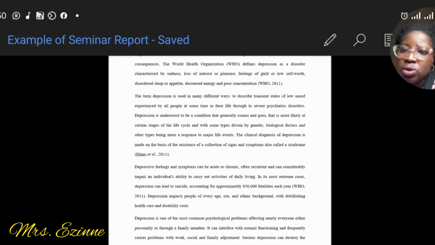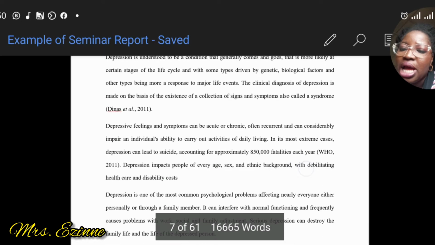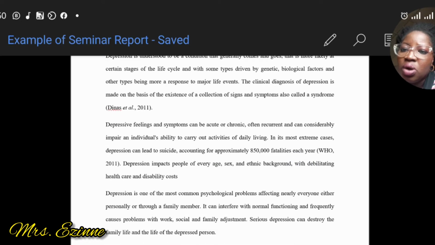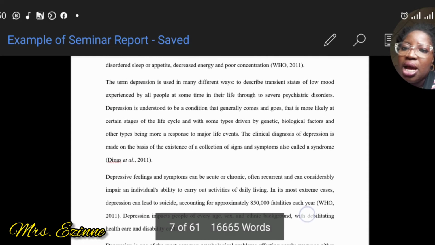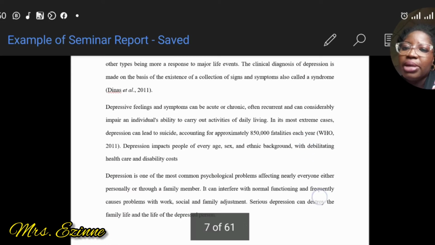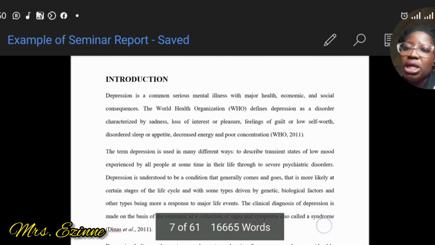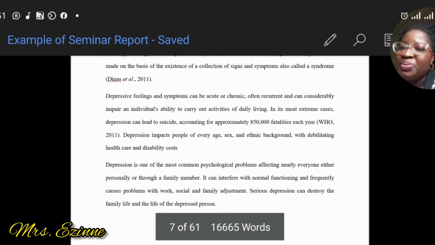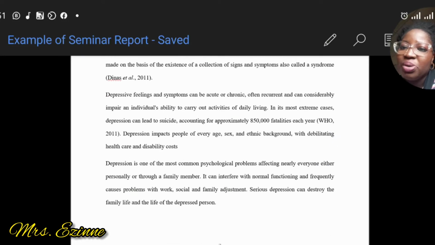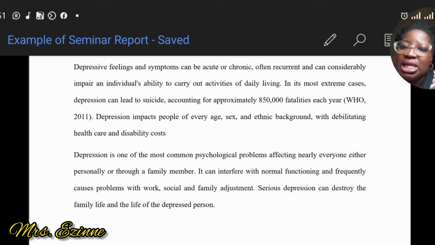So I went on to describe depression. Remember, this is the introduction, giving a general idea of what the report is all about. And you can see how I use the APA referencing style to reference my sources. You can see that I started defining with the World Health Organization. This is a seminar on a public health report, and I went on to state the number of fatalities per year from depression.